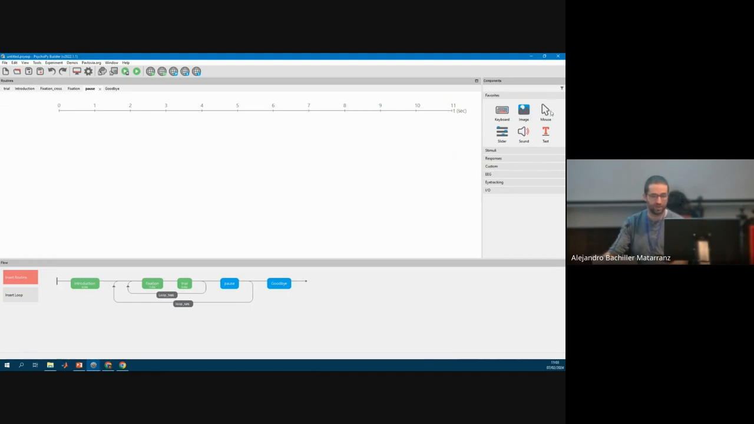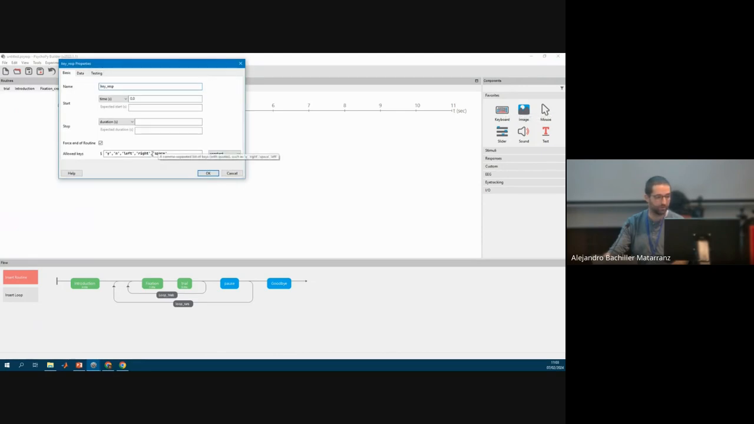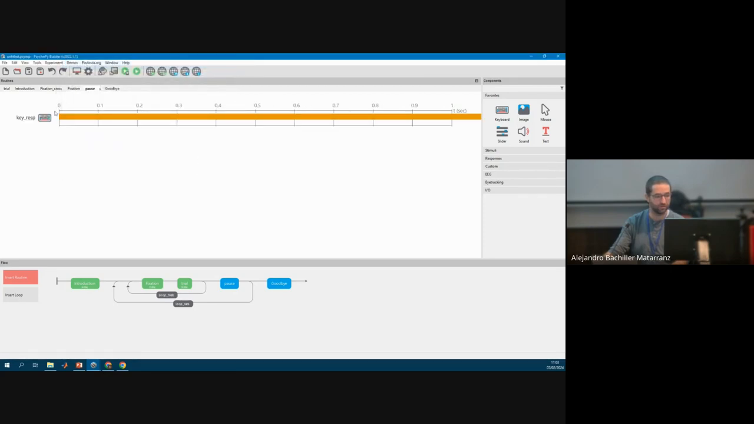And the pause, we can introduce a keyboard response. For example, when you finish the pause, press space. In this case, there is no duration. So here we have the key response and there is no duration, and it's necessary to include a text.